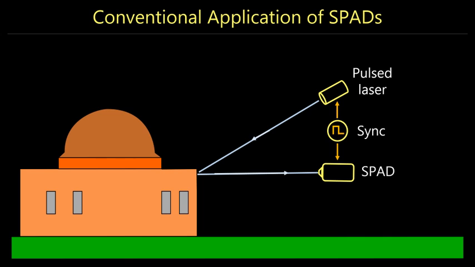In this work, we propose a different use case for SPADs. Our goal is not to estimate scene depth. Instead, we use SPADs in ambient light with the goal of capturing 2D intensity images of the scene.